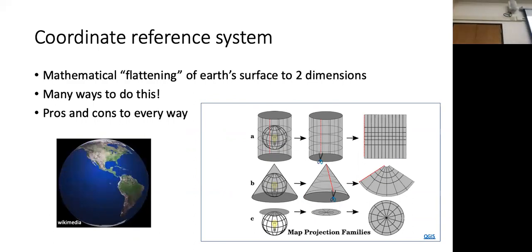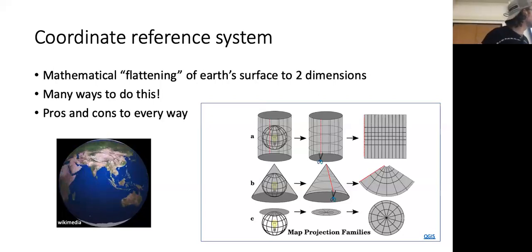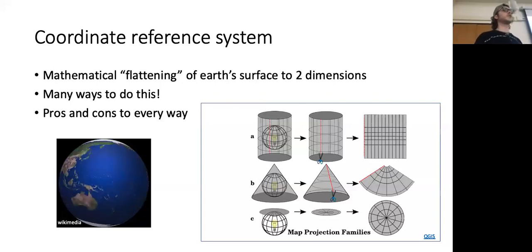We can wrap a cylinder around Earth and kind of image it from every part of the cylinder and then flatten that out. We could wrap a cone around the Earth and image it from every part of the cone and flatten that out. There's several ways to do it. Ultimately, that figure doesn't do a very good job of showing what types of distortion we create.